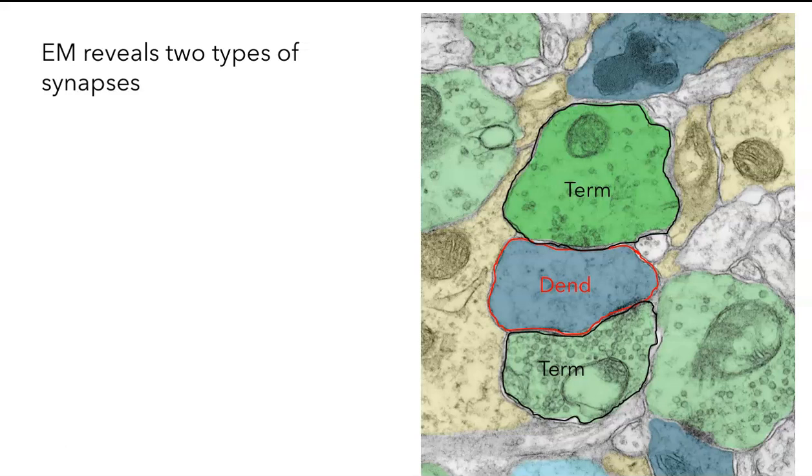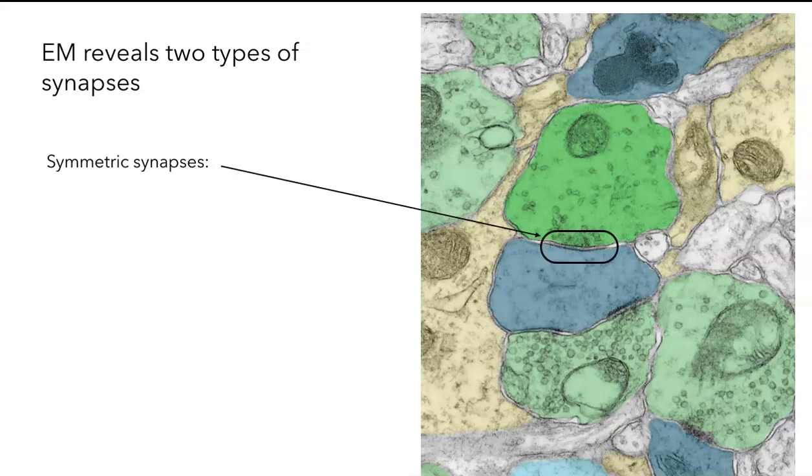Electron microscopy studies have also revealed something else about synapses, and that's that there are two different morphological types of synapses. And to illustrate this, I have to take away the marks that I put around the cell membrane. If you look at this synapse right here, it's a symmetric synapse, and the way that we tell that, and the way that it gets its name, is by looking at the pre- and the postsynaptic densities.